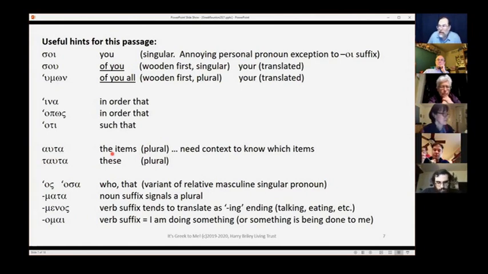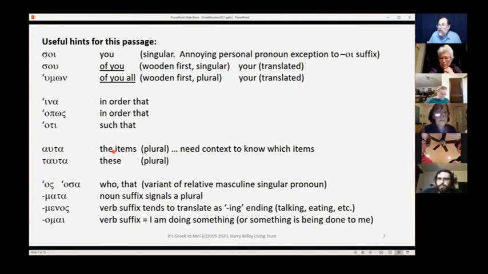Now, we don't know what the items are. So when we translate ata, we'll just say the items, and the context will tell us what those items are. It's just like some of our nouns when we say hagios, which means holy. We don't know what's holy. A house, a person, a book. And so you have to say holy and then put in parentheses the word one, holy one.